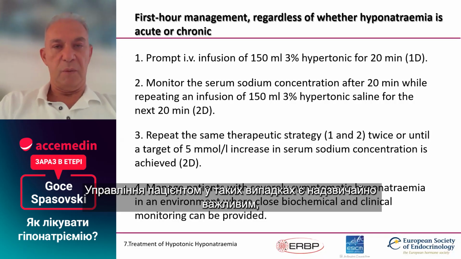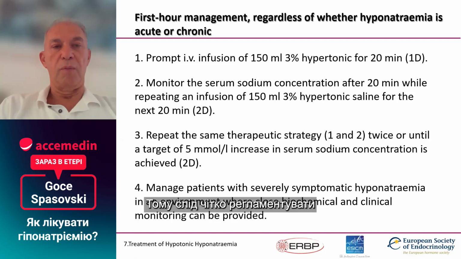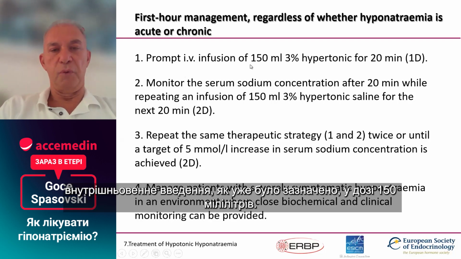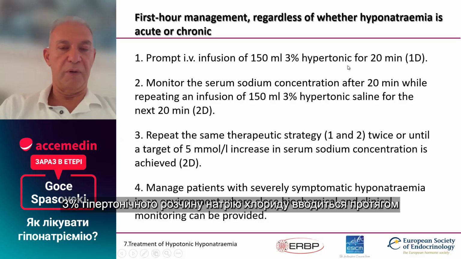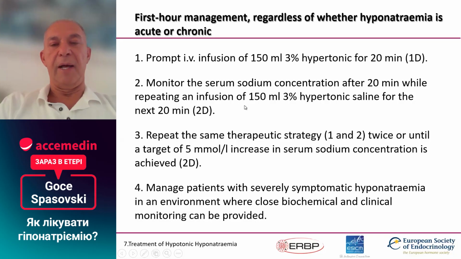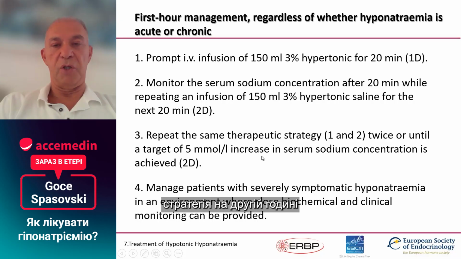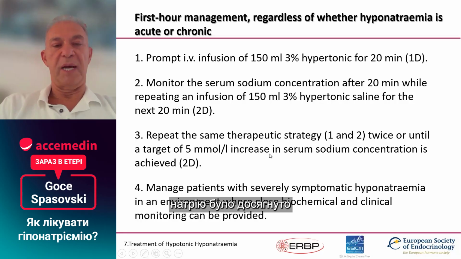First hour management is very important, regardless of whether hyponatremia is acute or chronic. So we should prompt IV infusion, as I said, of 150 milliliters of 3% hypertonic solution over 20 minutes. We need to monitor after 20 minutes whether this infusion has increased the level of sodium, and then we should repeat the same therapeutic strategy at the second hour or twice in the first hour until a target of 5 millimoles per liter increase in serum sodium has been achieved.